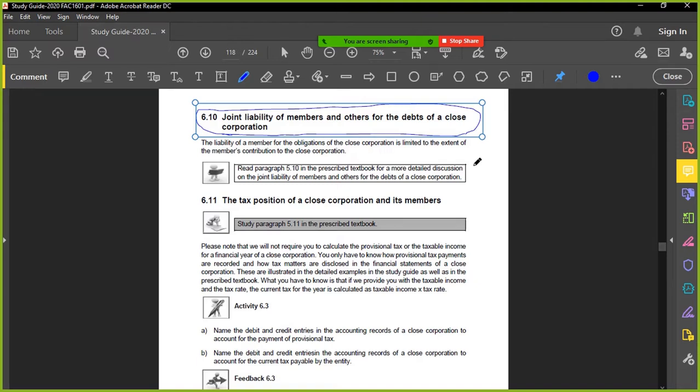Obviously, they are responsible for the business, so joint liability of members and others for the debts of the close corporation. Remember when we said that companies are obviously separate legal entities and they need to meet their own obligations, right? Because members are owners of the business, they're like the shareholders. They have joint liability, but it is limited because you have a separate legal entity. But they're still obligated to meet the obligations of the close corporation.